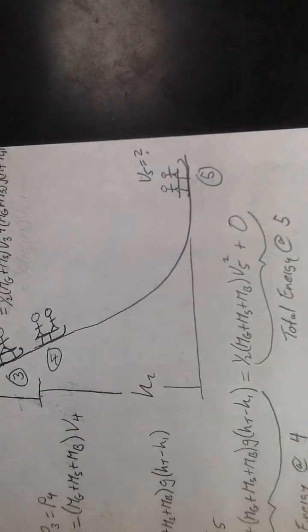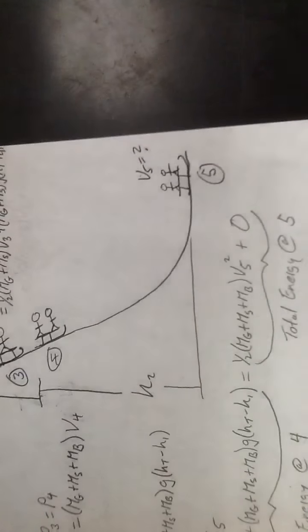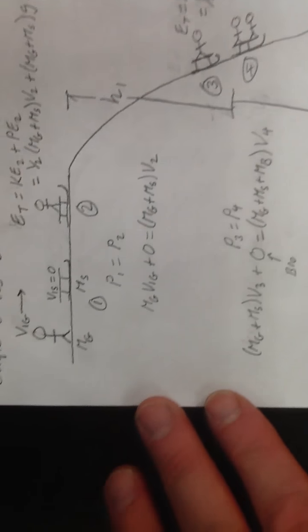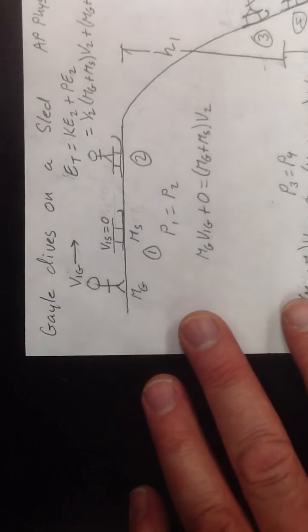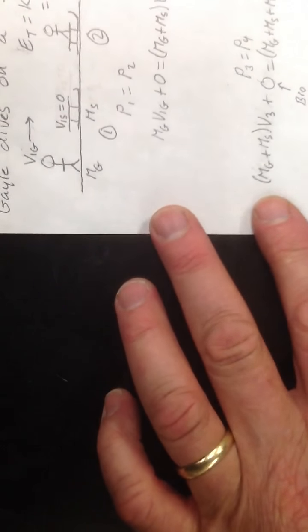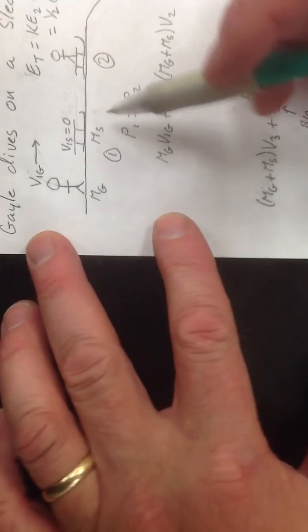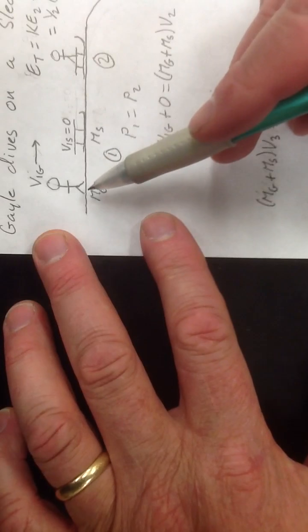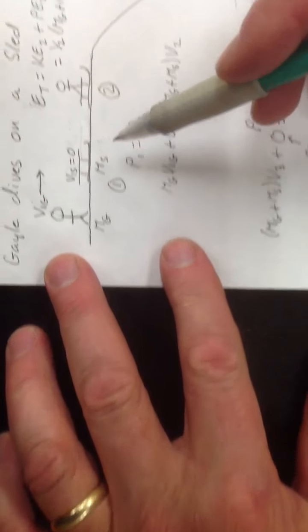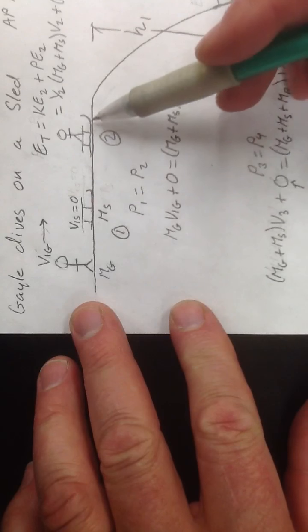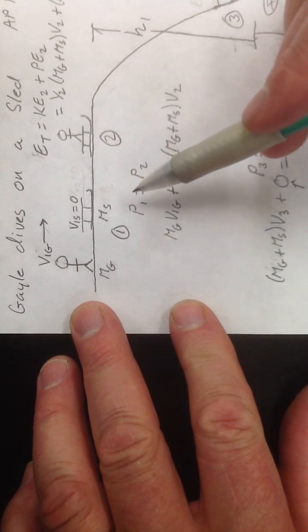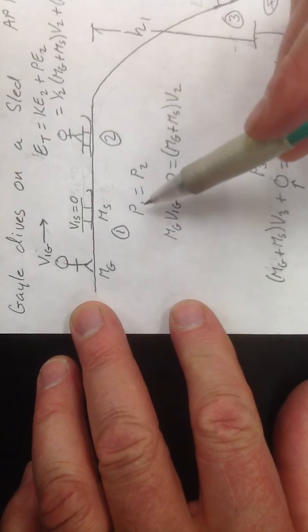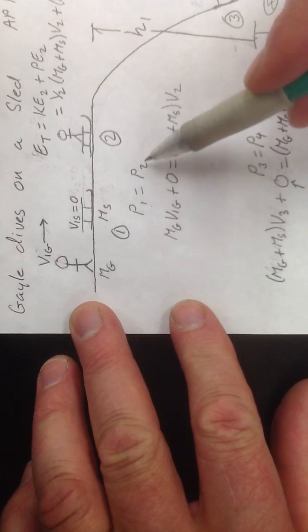Now we have many different events going on here. As a matter of fact, I've labeled them events 1 through 5, and if you make a mistake in any one of these events, you won't get the problem correct. All right, let's look at this first event. The sled is sitting still, and Gale is going to jump on it, and then they're going to move away together. So for the first two events, we're going to use conservation of momentum.